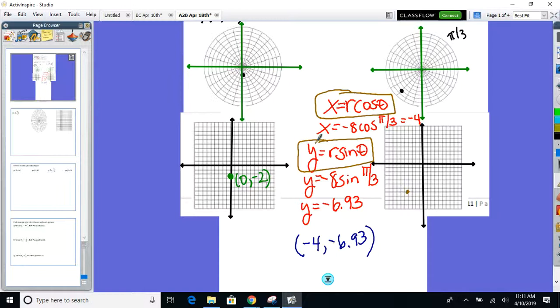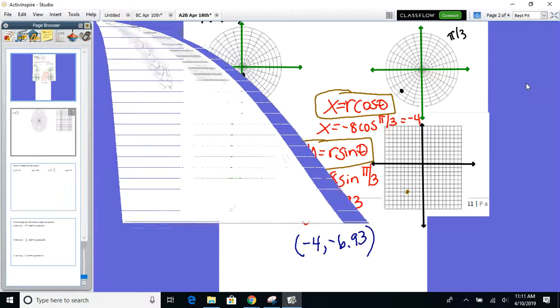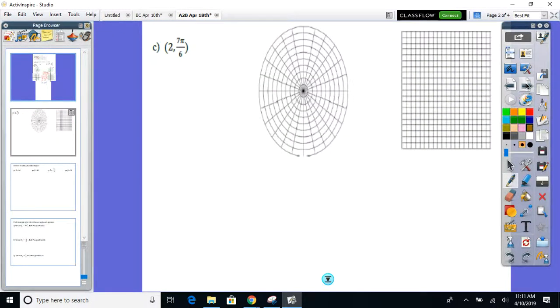Anybody where the x was the cosine and the y was the sine? Unit circle. A point on the unit circle. It was the unit circle. Like a point on the unit circle, the x was the cosine, the y was the sine.